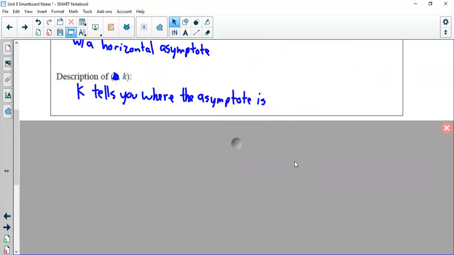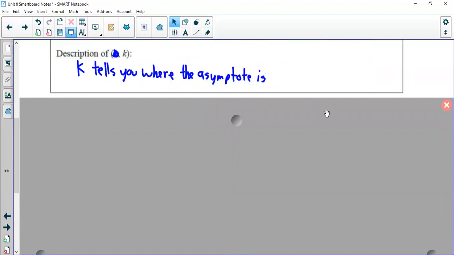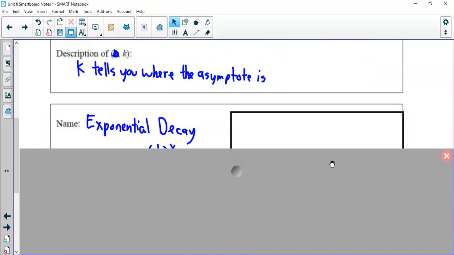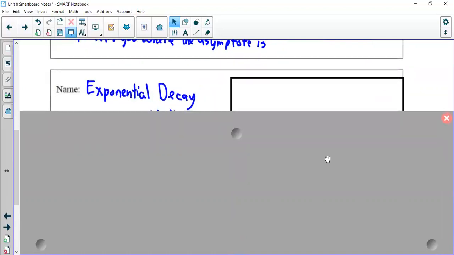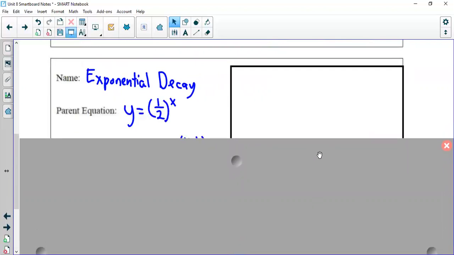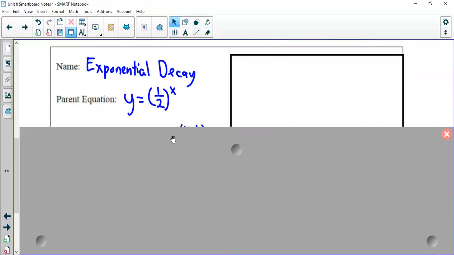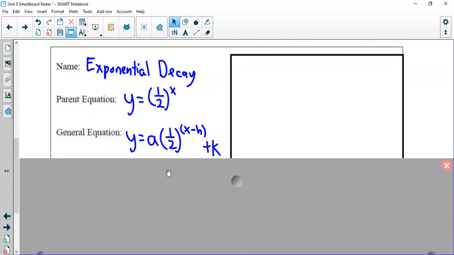All right. The one that relates to exponential growth is exponential decay. And so that's y equals 1/2 to the x. So again, this number, the 1/2, could really be anything between 0 and 1. We're going to keep it at 1/2 for simplicity's sake. And again, the equation would look very similar to above.